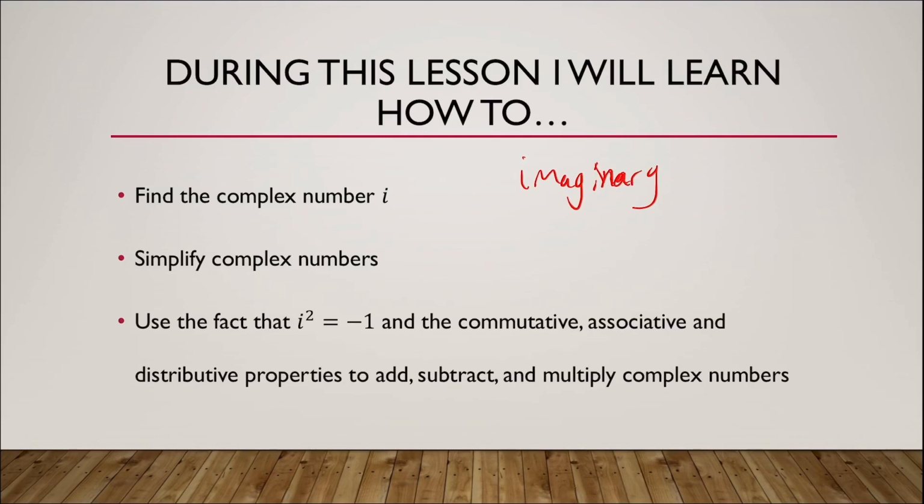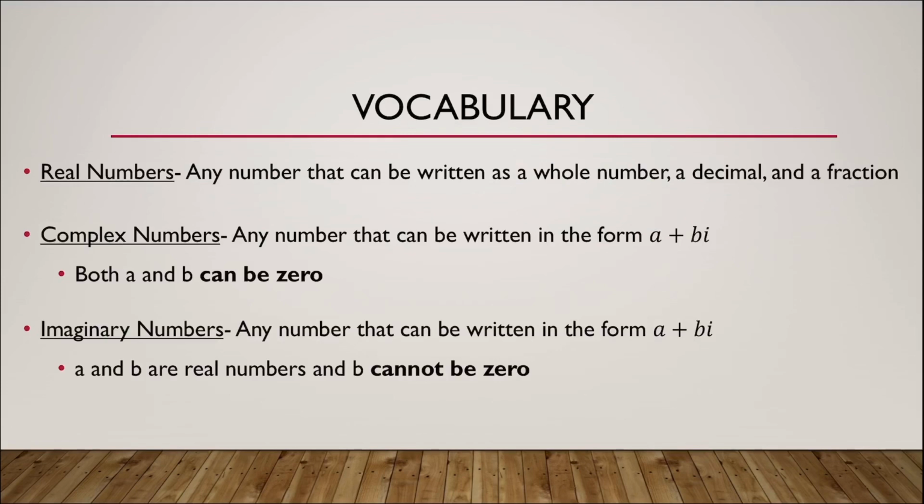You're going to learn how to simplify complex numbers. You're going to use the fact that i squared equals -1 and the commutative, associative, and distributive properties to add, subtract, and multiply complex numbers. So that part you've already done before. We've already learned how to add, subtract, and multiply numbers. Now we're just going to add in what we would do if we had imaginary numbers.